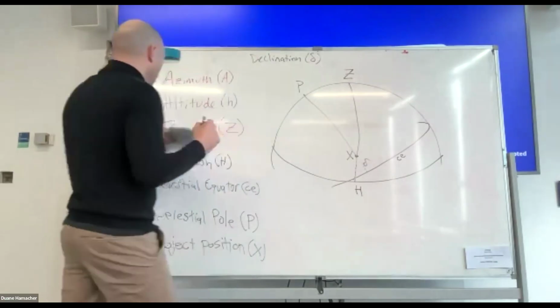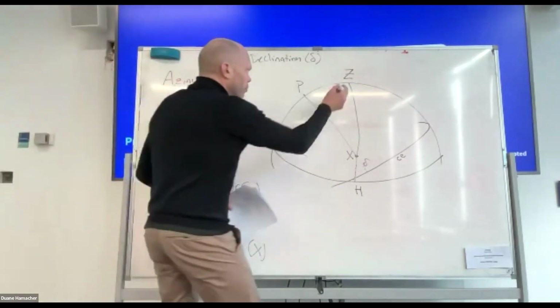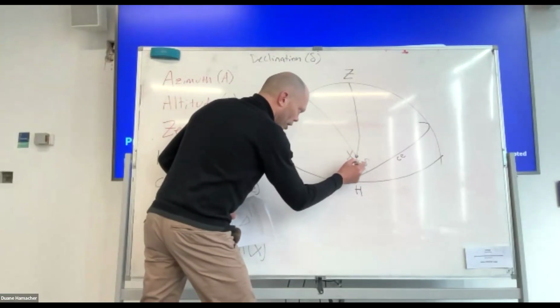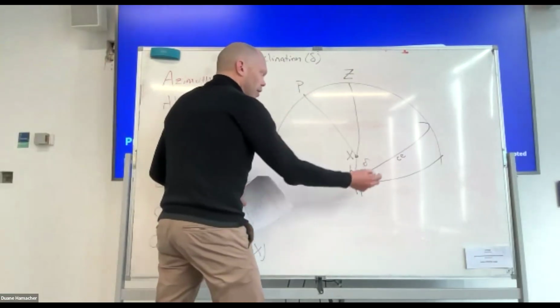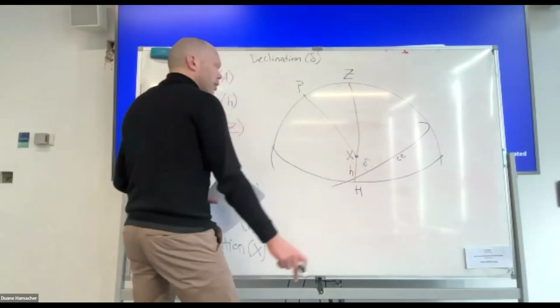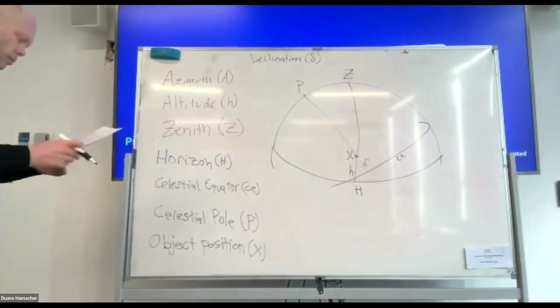And we're going to call, again, the altitude H. So from here, the object, this is going to be little h here. This is our altitude from the object to the horizon. And the difference from the celestial equator up to this point is the declination, right? That defines that line.